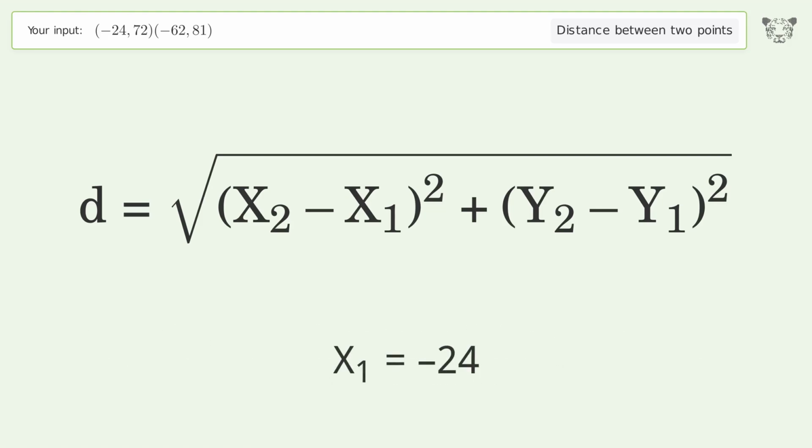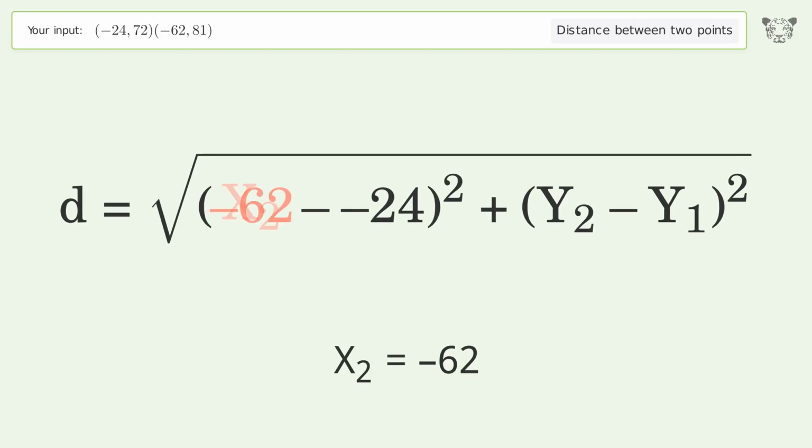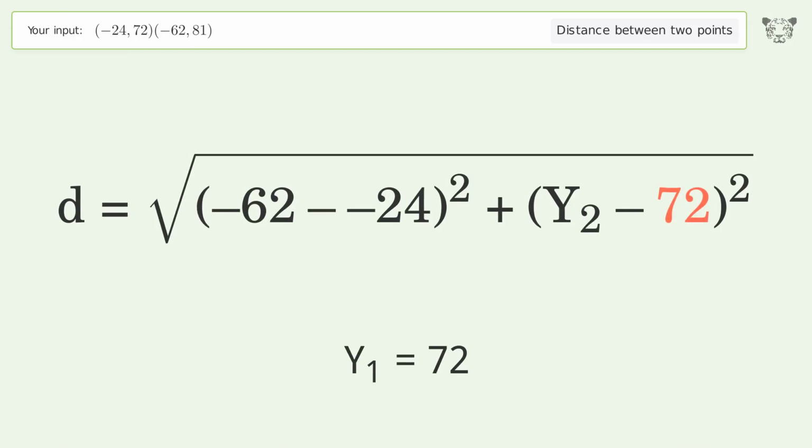x1 equals -24. x2 equals -62. y1 equals 72. y2 equals 81.